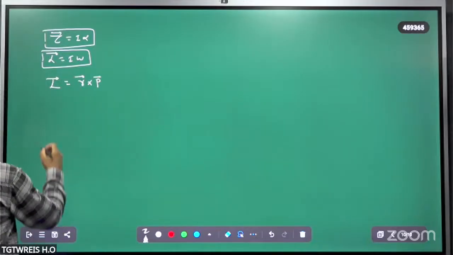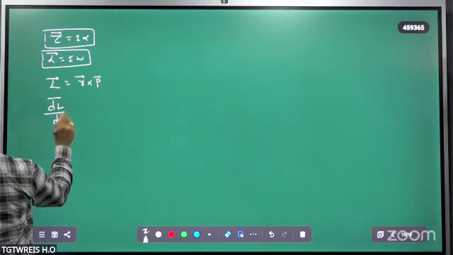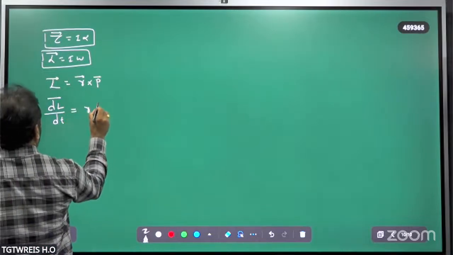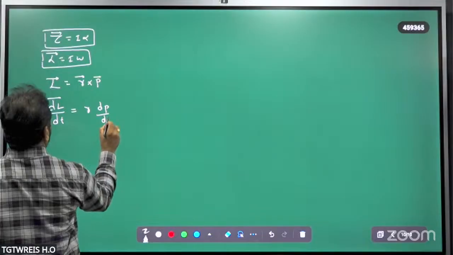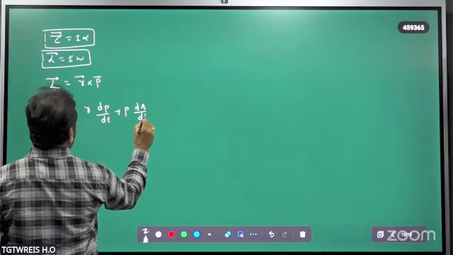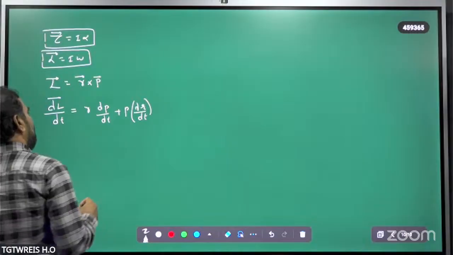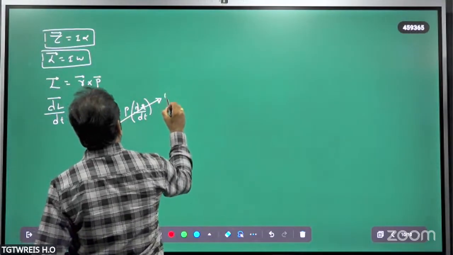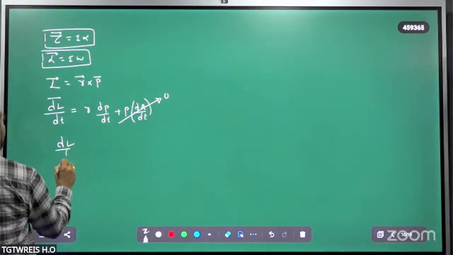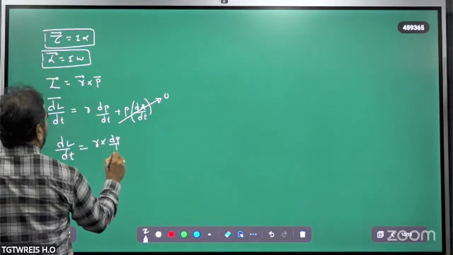See here, dL upon dt. Take the derivative on both sides with respect to time. This is what I am writing: r into dp upon dt plus p into dr upon dt. Here r is constant, and the derivative of a constant value is 0, so this value is equal to 0. So dL upon dt is equal to r into dp upon dt, beta.